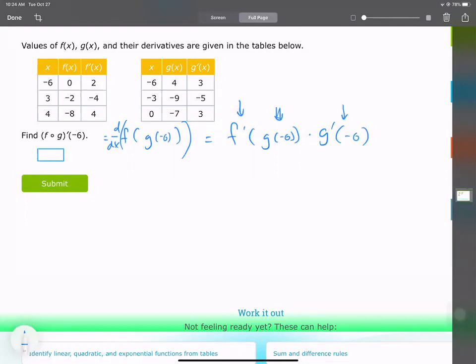Okay, so I know I can find out what g prime of -6 is. G prime of -6 is 3. G of -6 is 4. Okay, that's my first step. Now, let's go and find the f prime of that. F prime of 4 is 4. So the answer is 12.